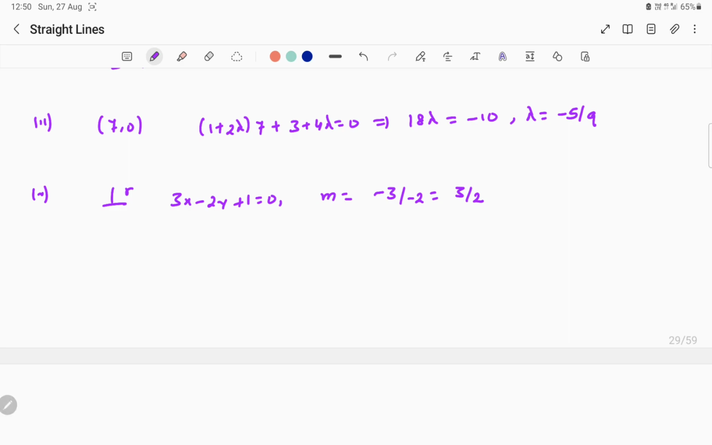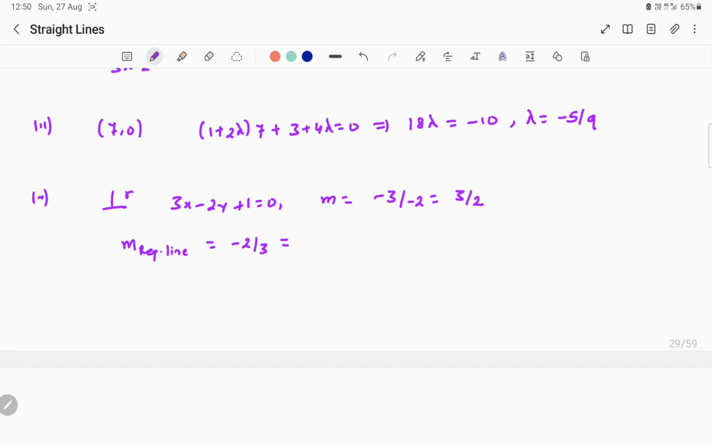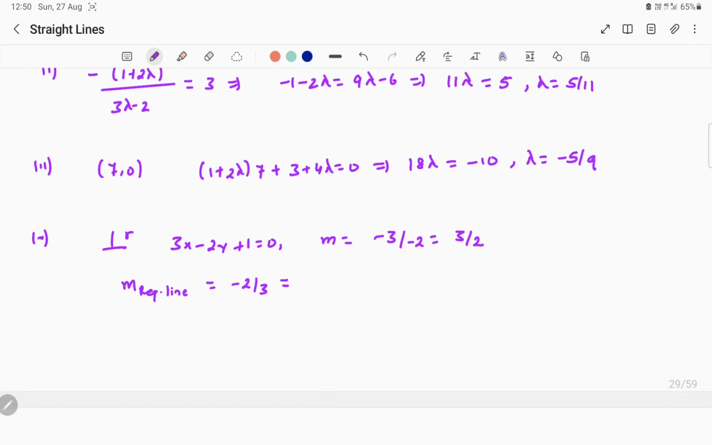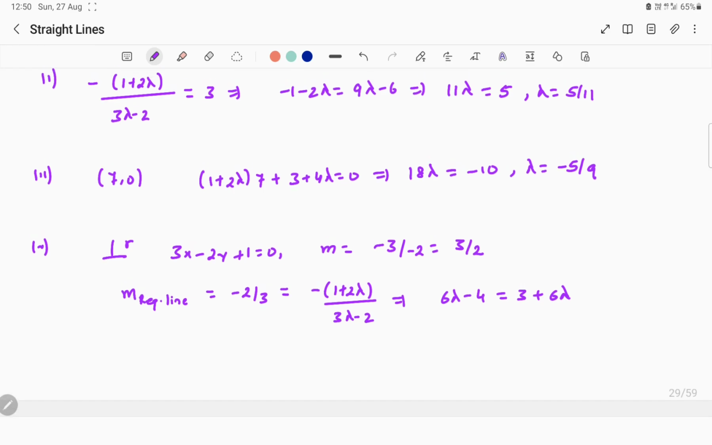So we know m1 m2 equal to minus 1, isn't it? So slope of the required line will be minus 2 by 3, and this should be equal to minus coefficient of x by coefficient of y. That we have already calculated here. So I can directly take the data: minus (1 plus 2 lambda) by (3 lambda minus 2). So when you do cross multiplication, minus minus cancel, we get 6 lambda minus 4 is equal to 3 plus 6 lambda.